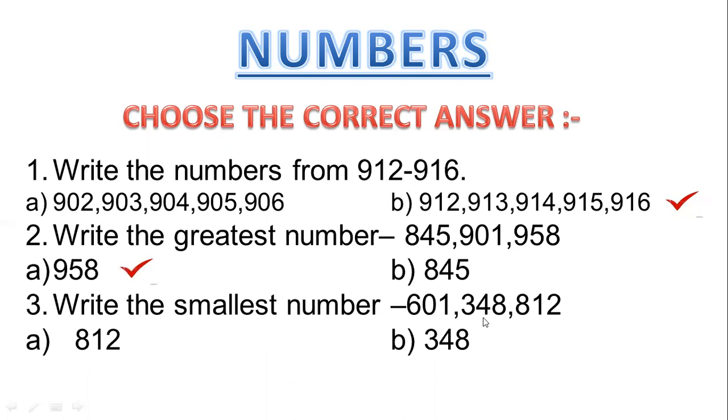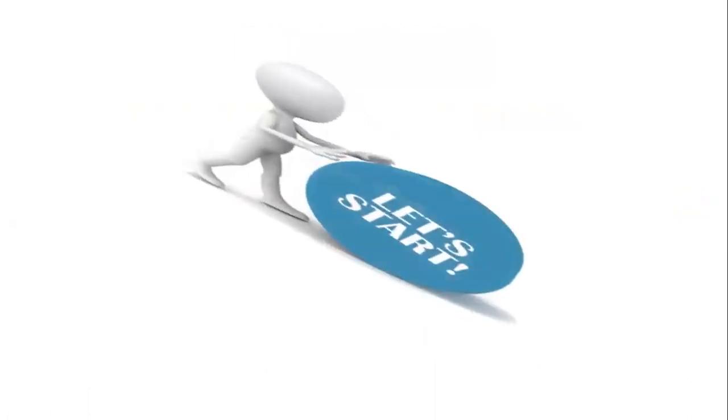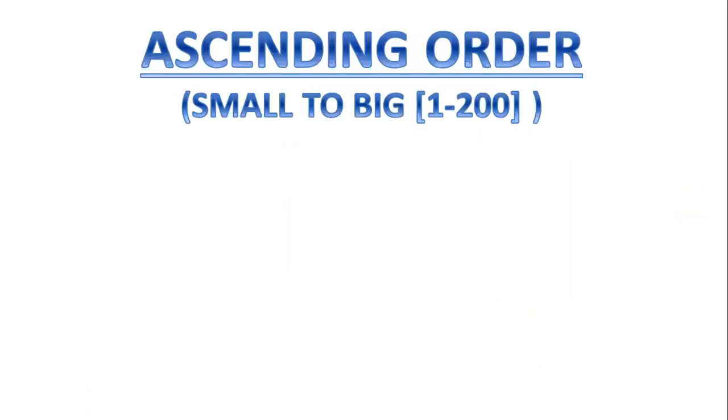Number 3. Write the smallest number. 601, 348 or 812. Which is the smallest number? Is it A, 812 or B, 348? The correct answer is 348. Very good.